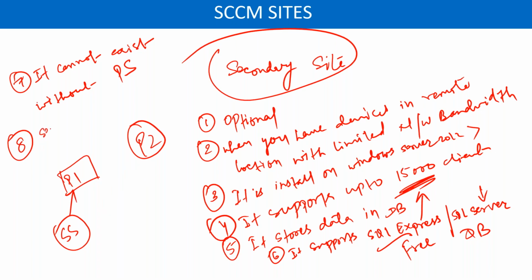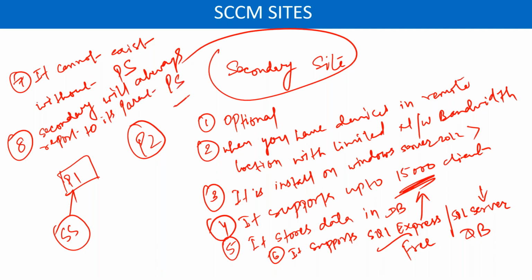Okay. So secondary will always report to its parent primary site. Okay. You can't change the parent. Okay. Like this, it is not possible. So these are some of the informations, guys, for central, primary and secondary. I hope it's clear for everyone. Okay.